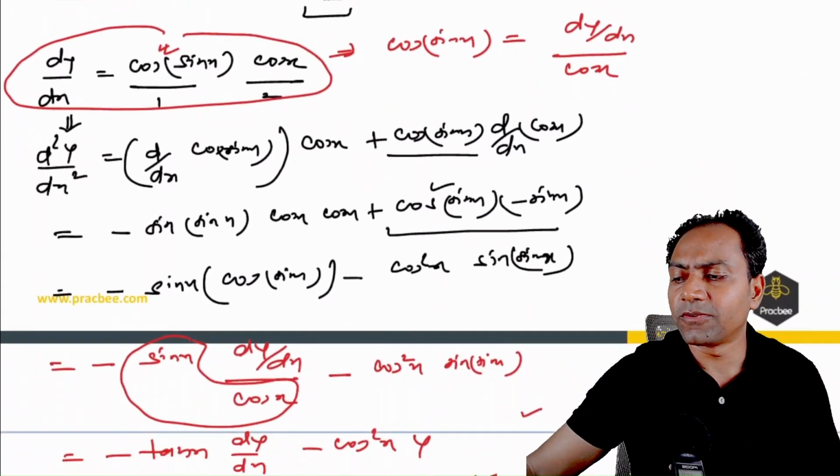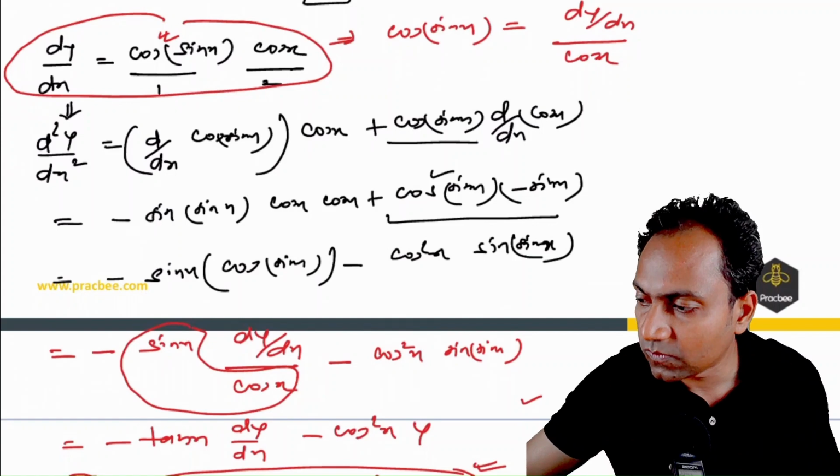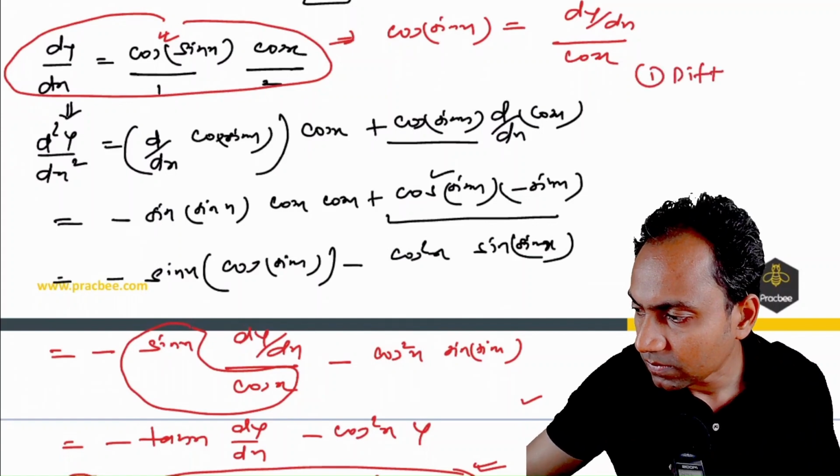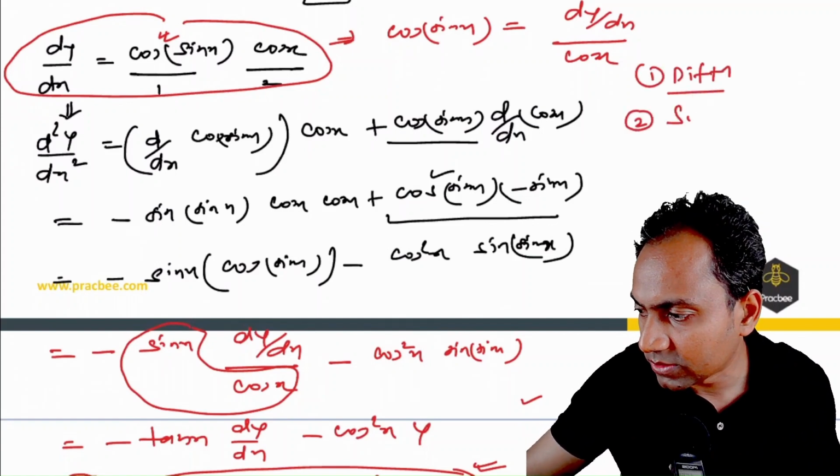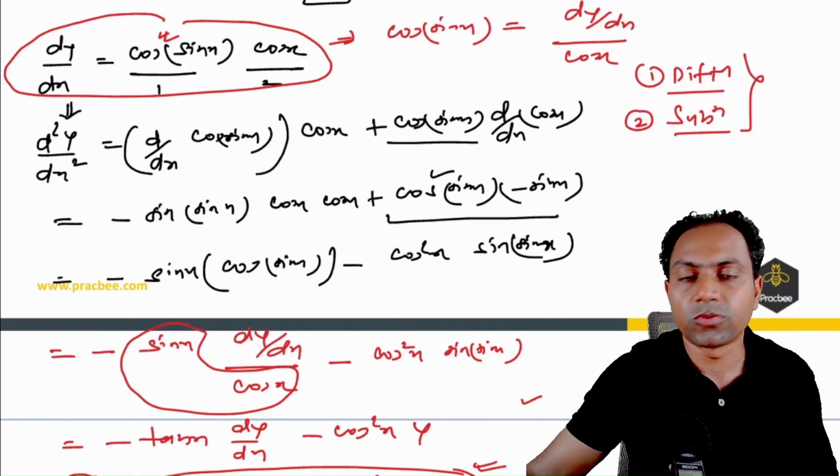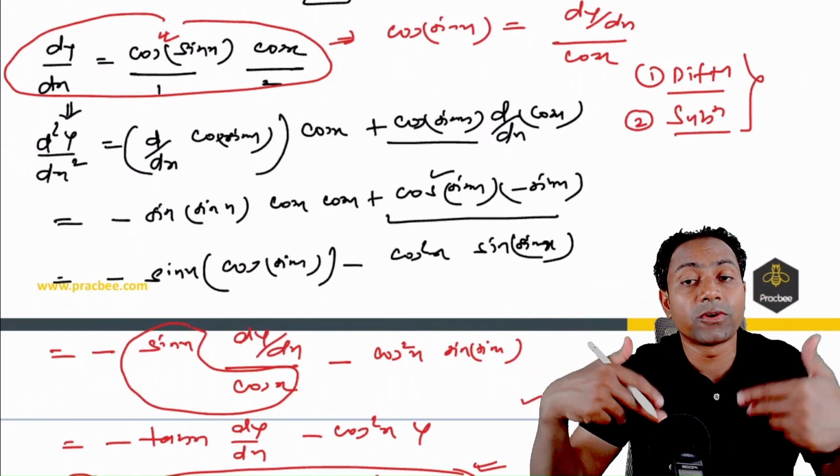So you can see that we'll differentiate and substitute. So there are two steps. First is differentiation. And then what we did was nothing but substitution. So there are two steps that we need to do. And since they are asking about higher derivative, we'll have to differentiate two times.